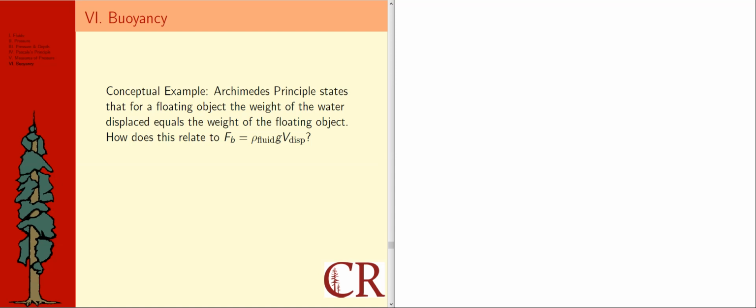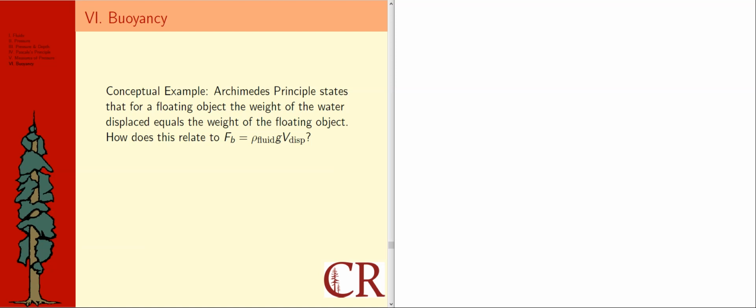Archimedes' principle states that for a floating object, the weight of the water displaced equals the weight of the floating object. How does this relate to the buoyant force expression that is equal to the density of the fluid times g times the volume displaced? Well, we've already seen that that formula for the buoyant force really is expressing the weight of the water displaced, since the density of water, if water is the fluid, times volume displaced is really the mass of the water displaced, and times g becomes the weight of the water displaced.